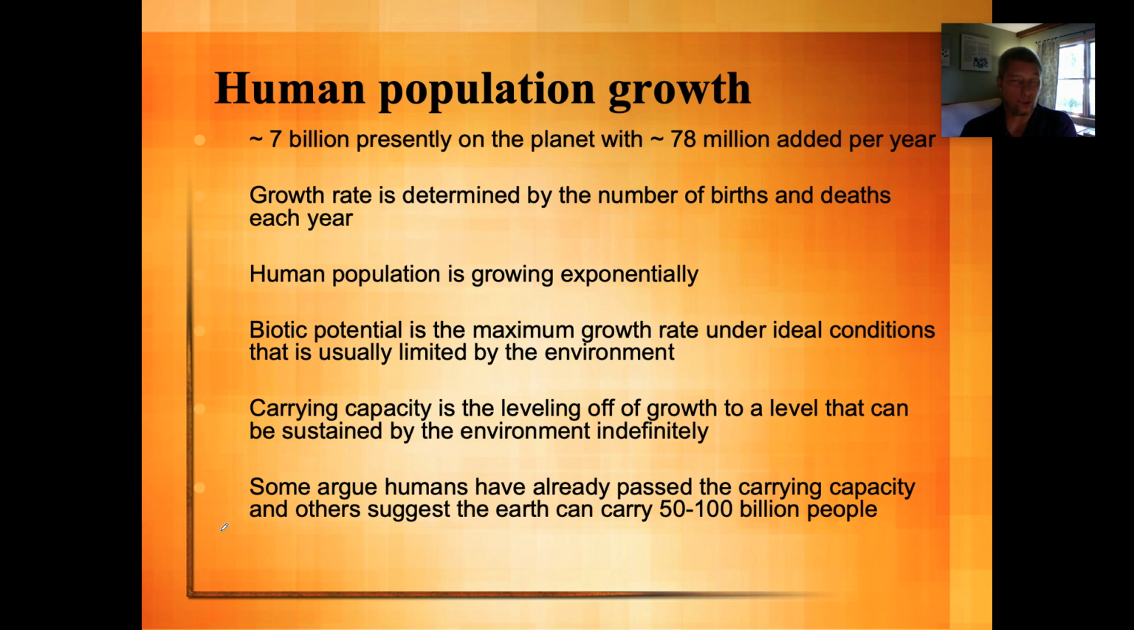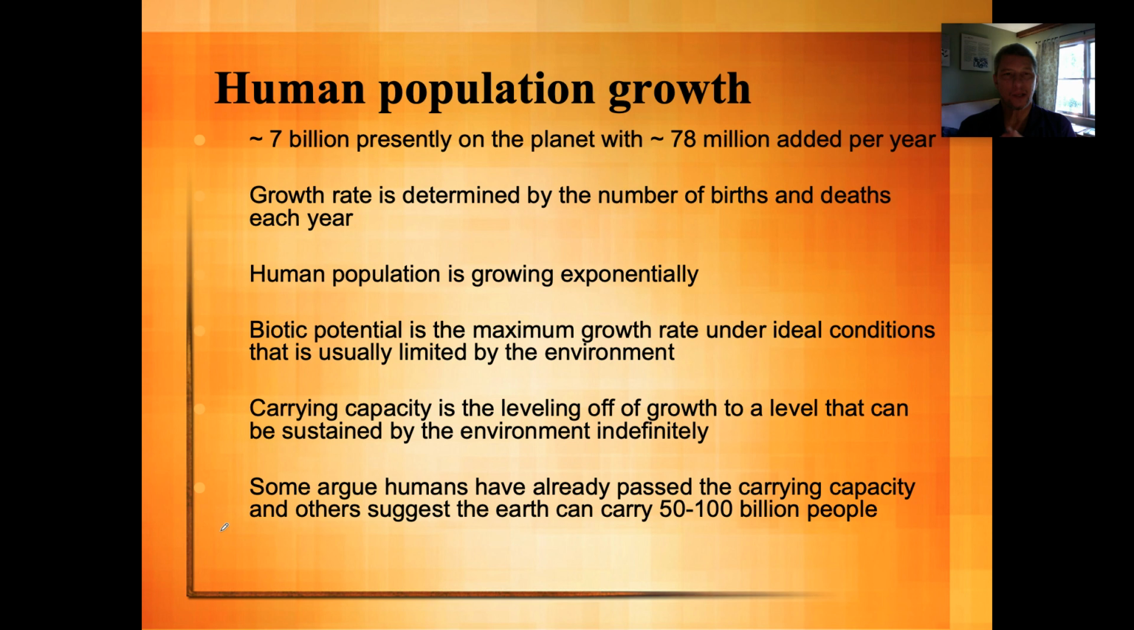As you can well imagine, the growth rate of human population is determined by two factors. All right, the number of births that occur each year and the number of deaths that occur each year. If the number of births in a given area outweighs the number of deaths, then the population grows. If the number of births is less than the number of deaths, then obviously the population decreases. But overall, the human population on Earth is growing at an exponential rate. In other words, a very drastic, steep curve.